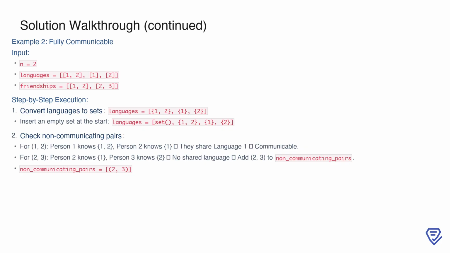For the pair 1, 2, person 1 knows languages 1 and 2, while person 2 knows language 1, so they share language 1 and can communicate. For the pair 2, 3, person 2 knows language 1, and person 3 knows language 2, which means they do not share a common language. We add this pair to the list of non-communicating pairs, which is now 2, 3.